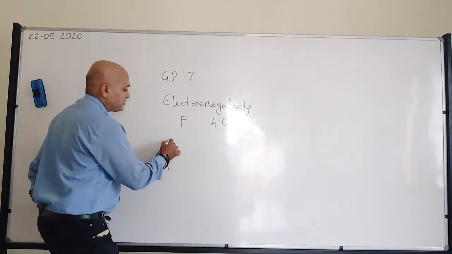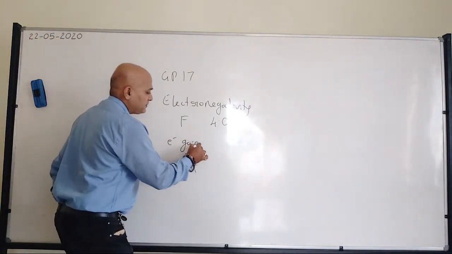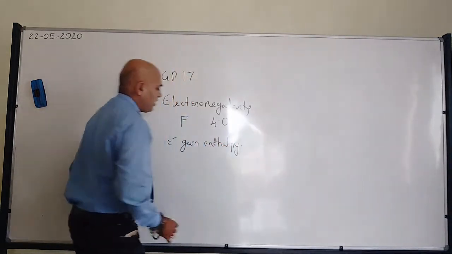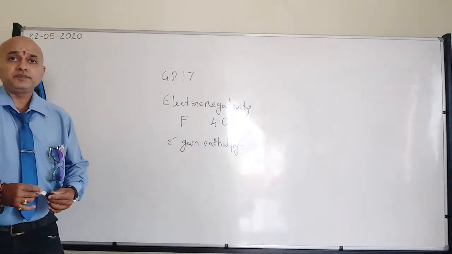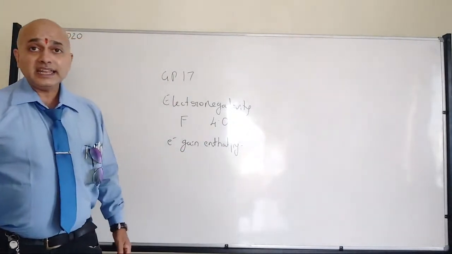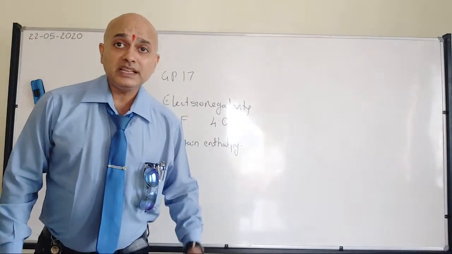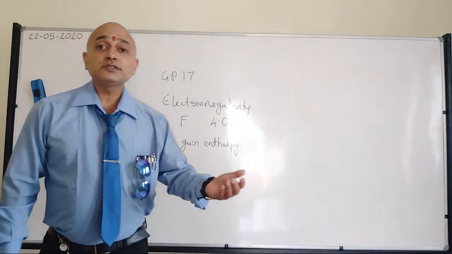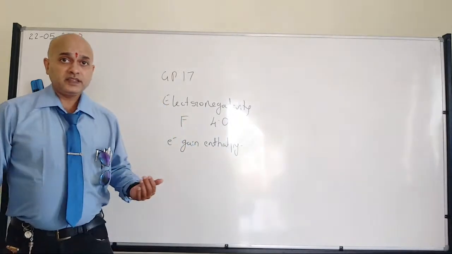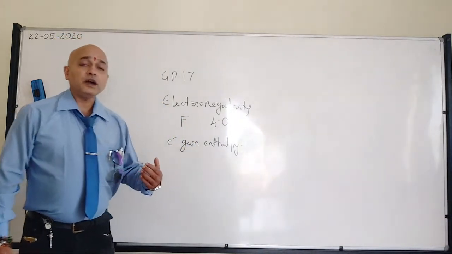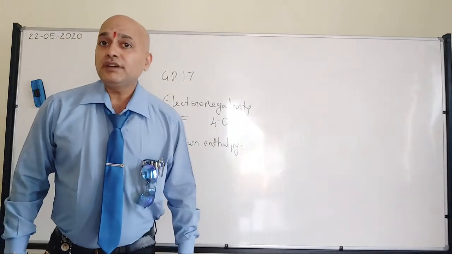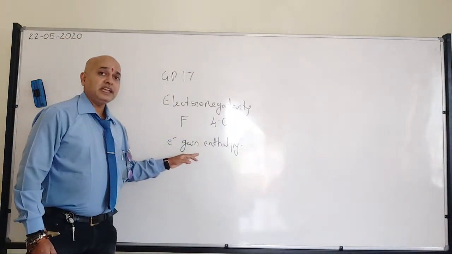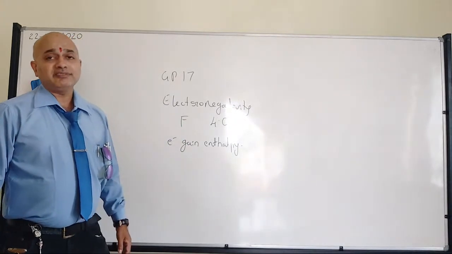Now, with respect to electron gain enthalpy. What do you mean by electron gain enthalpy? Electron gain enthalpy means the amount of energy released when an element is going to take up an electron. That's where we have the electron gain enthalpy.